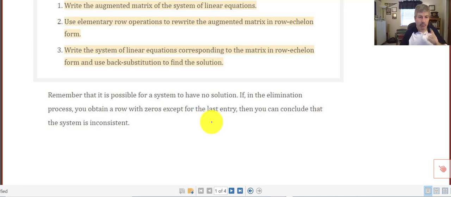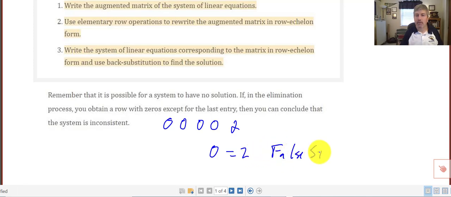If in the elimination process we obtain a row with zeros except for the last entry, which would be our constant, then you can conclude that the system is inconsistent. So that would look something like this. If we get a bunch of zeros, and then in our final column we get, say, 2. What we're saying there is 0 is equal to 2, which is a false statement. So therefore, it's an inconsistent system with no solution.